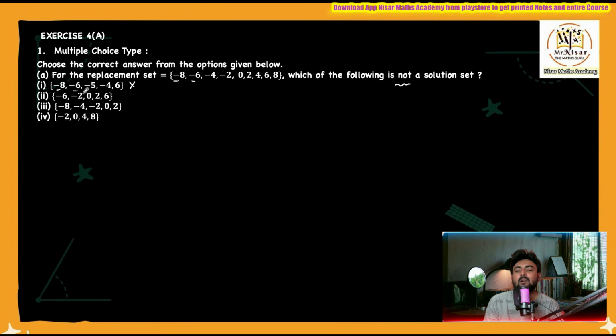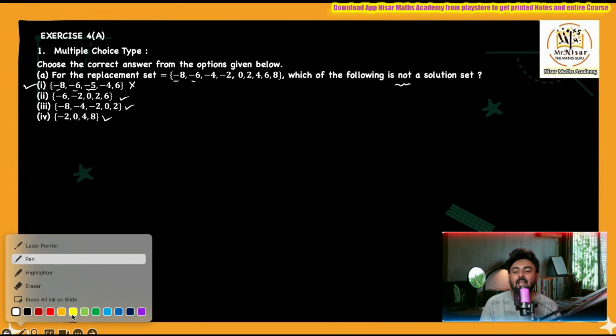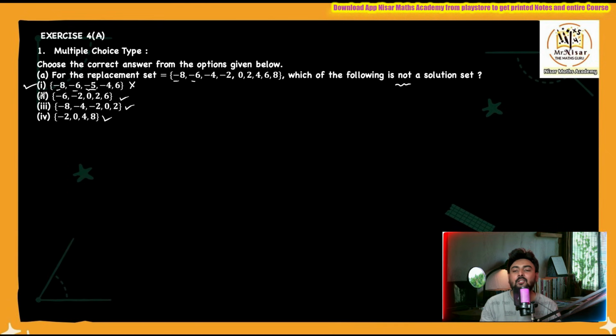Let's check the second option: -6, -2, 0, 2, 6. All these elements are present in the replacement set, so this is the solution set. -8, -4, -2, 0, 2. This is also present here, so this is also the solution set. -2, 0, 4, 8. This is also present, so this is also the solution set. But which value is not present here? This -5 is not present in the replacement set, so this is not the solution set. So option number 1 is the answer. I'll mark it with the yellow color. So we have the first answer of our MCQ. This is 1, which is not the solution set.